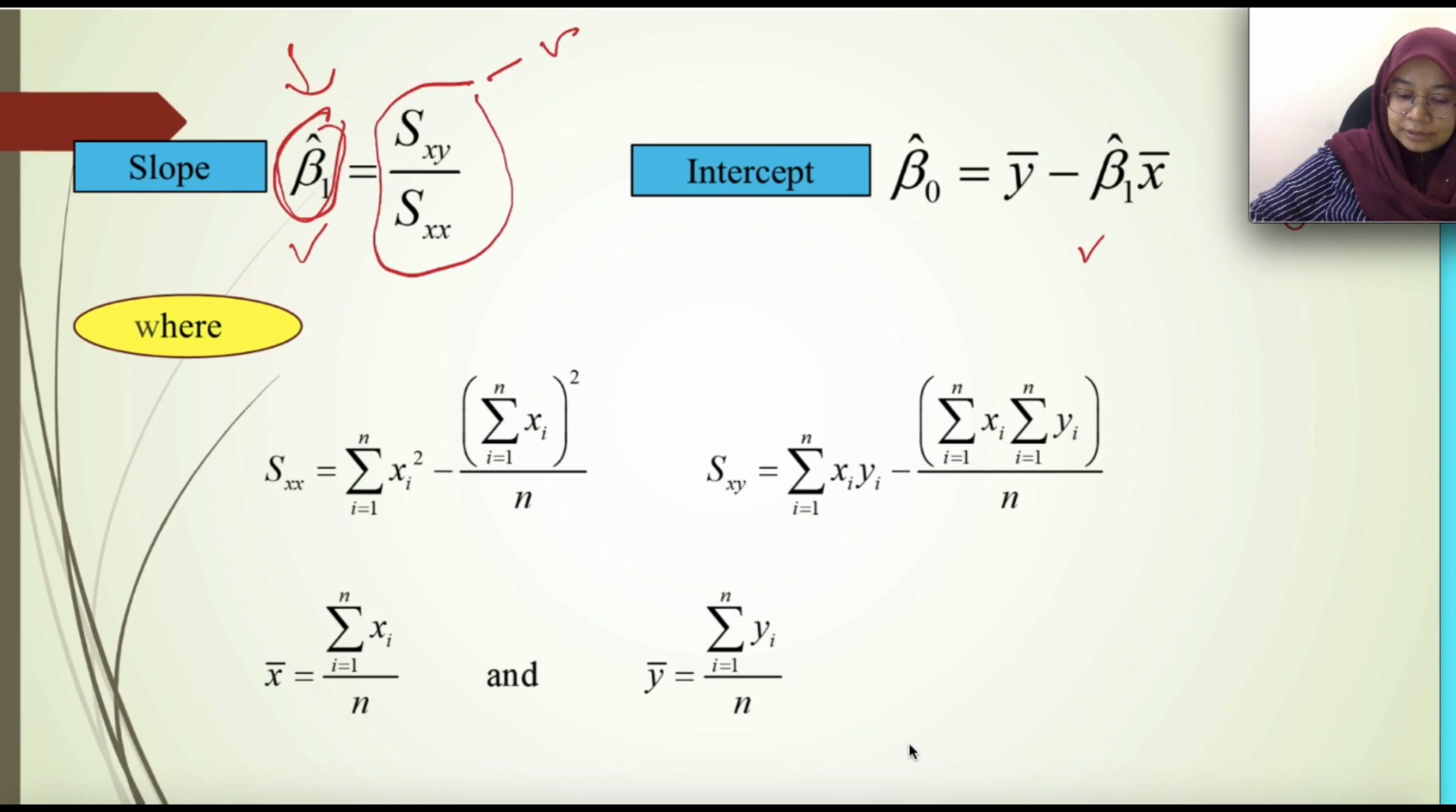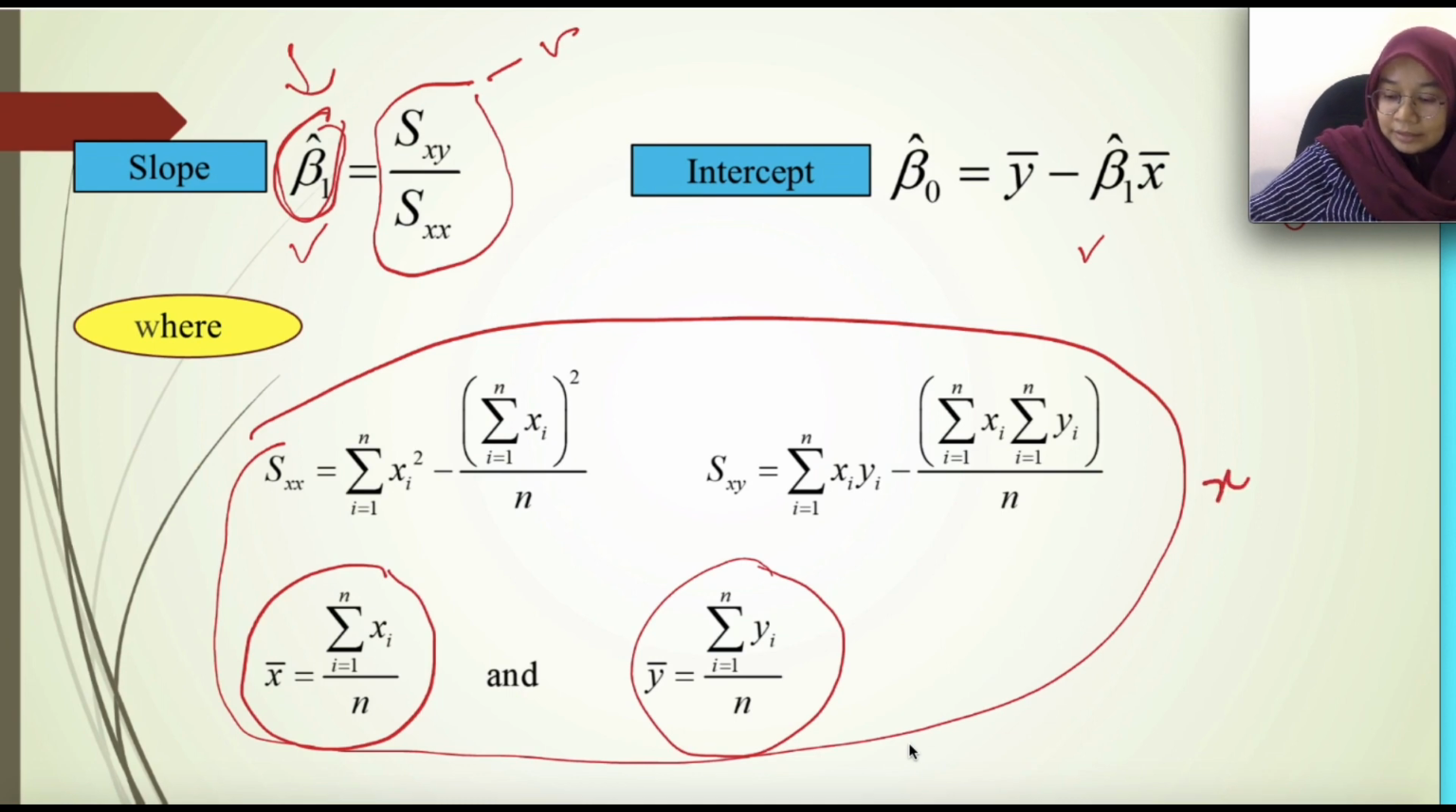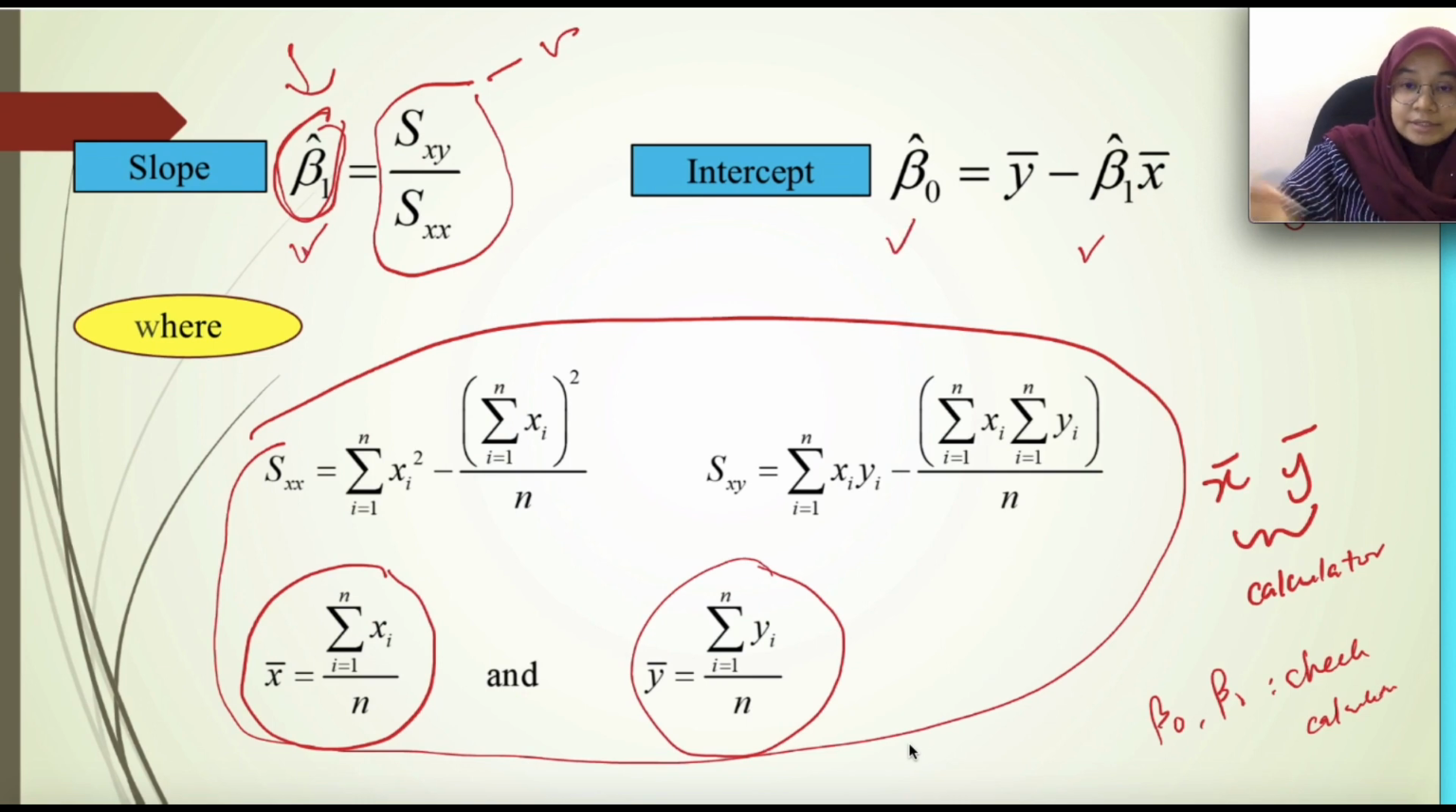Here is the recap of how to find Sxx, Syy, Sxy. X bar here is the average of data X, Y bar is the average of data Y. Actually the X bar and the Y bar you can get from the calculator. The beta naught and beta 1 you can also check using the calculator, but you have to calculate it first. After you calculate, you can check using the calculator.